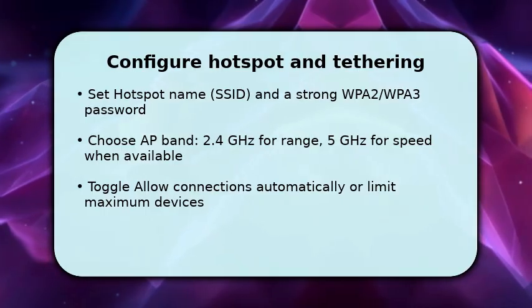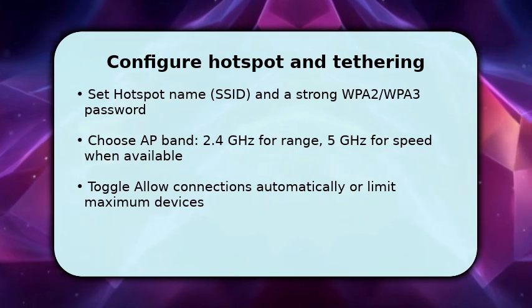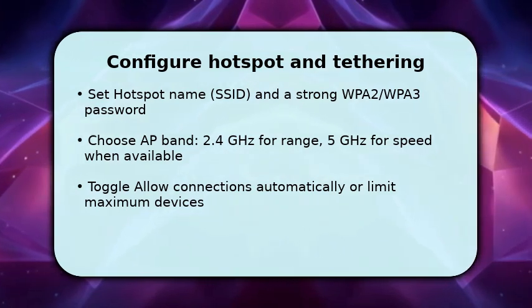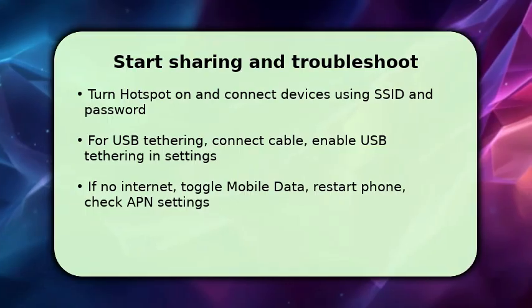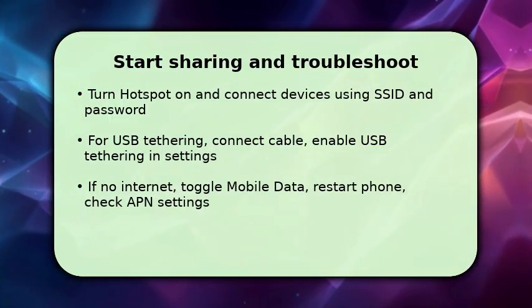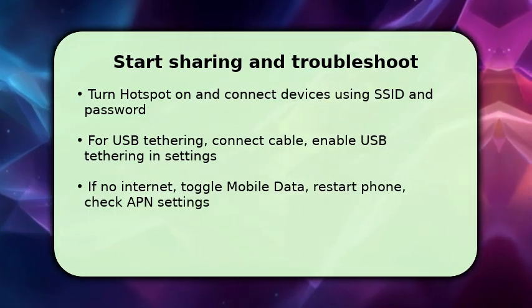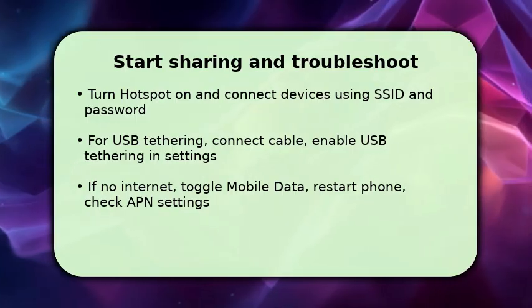Make sure Bluetooth and USB tethering options are visible if you prefer alternative tethering methods for specific devices. With settings ready, turn the mobile hotspot on and connect a device with the SSID and password you set. For USB tethering, plug a cable into a computer and enable USB tethering in the same menu. The phone will share its mobile connection directly.